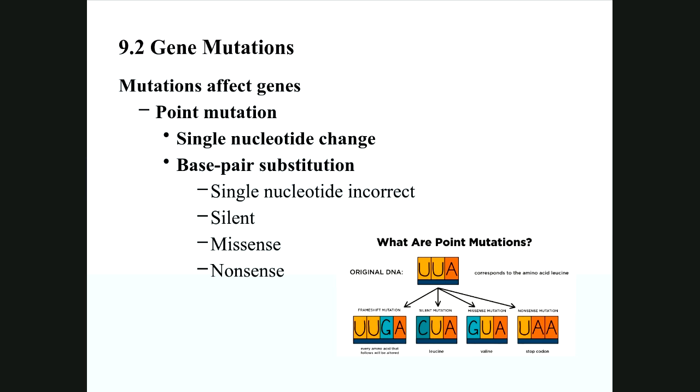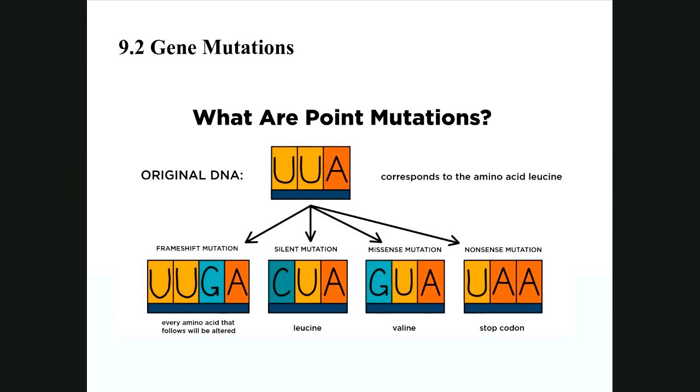So this is our original DNA, and we're just looking at these three little base pairs at a time. So uracil, uracil, adenine. And that is going to give the protein or the amino acid piece leucine, and that will form a protein correctly or not.